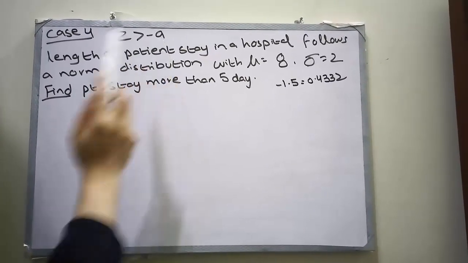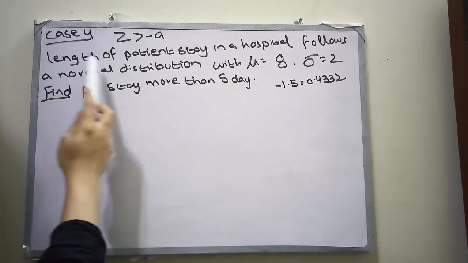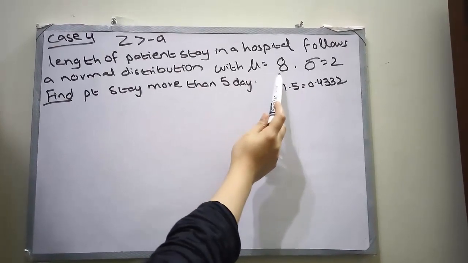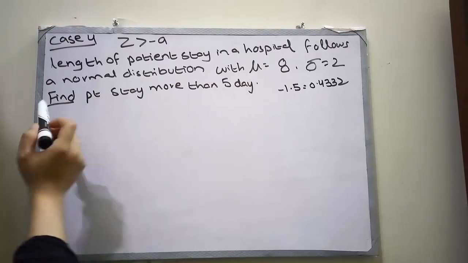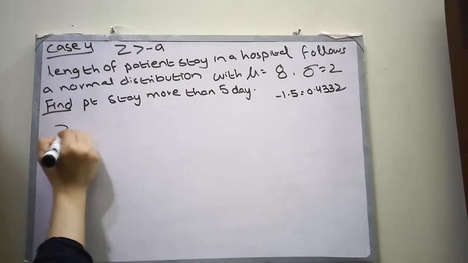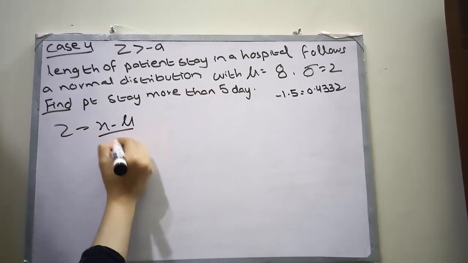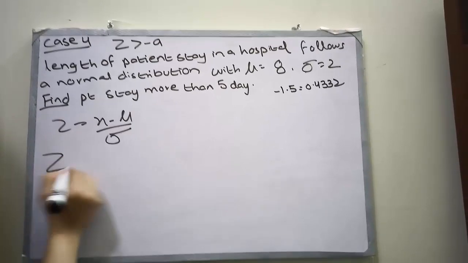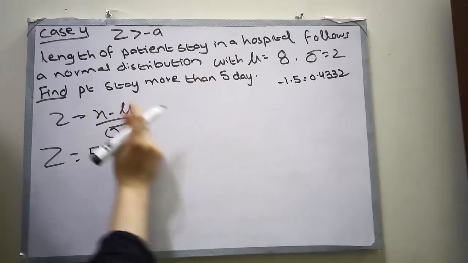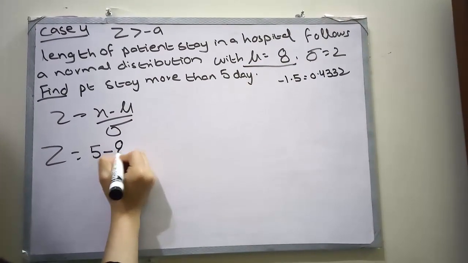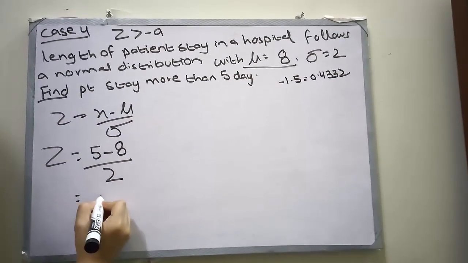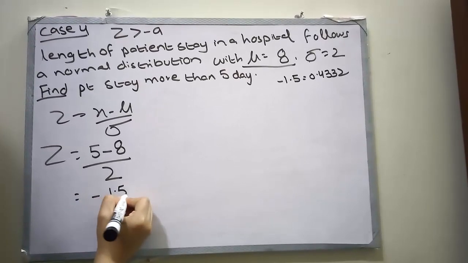So in case 4, we have given the probability of z greater than minus a. So what is the question? The length of a patient's stay in a hospital follows a normal distribution with a mean of 8 days and a standard deviation of 2. Find patient stay more than 5 days. We will use the formula z is equal to x minus mu divided by standard deviation. Putting the values into our equation, x, which is the required value 5, minus mu 8 divided by standard deviation 2. Solving this, we will get minus 1.5.